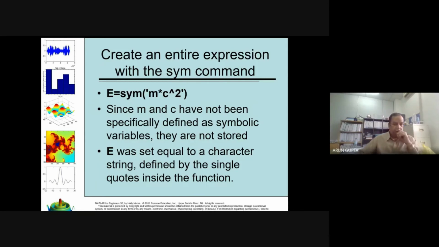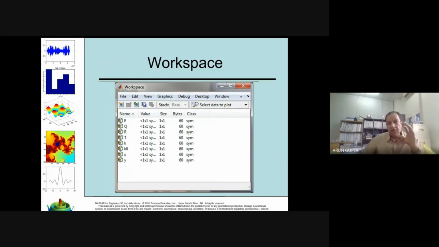Okay, everyone, have you done this part? You can see in the command window these things are written: E, Q, R, T, K0, all the things in the workspace. Whatever symbols you have declared during your coding will all appear in the workspace, and their box is also this rectangular kind of box, cubicle. You can see that these are all symbols.